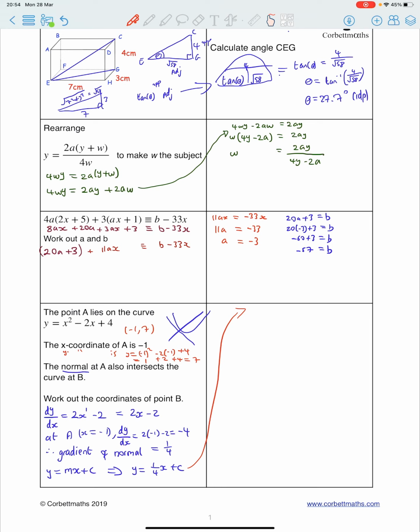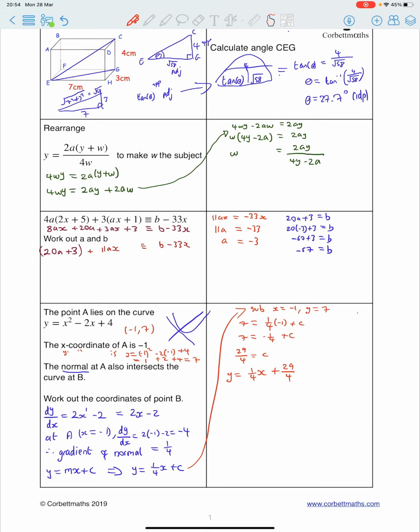Now we can work out the value of c by substituting x equals minus 1, y equals 7. So we end up with 7 equals a quarter times minus 1 plus c. 7 equals minus a quarter plus c. So c is 7 and a quarter, or we can say it's equal to 29 over 4. So therefore the equation of our straight line is y equals a quarter x plus 29 over 4.